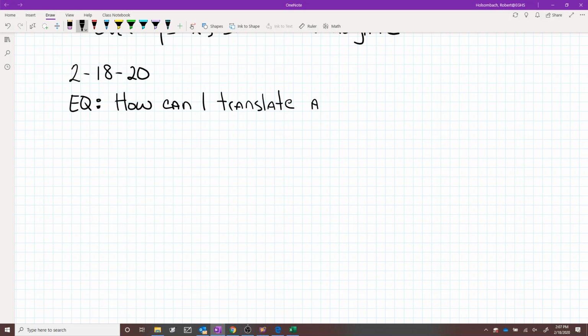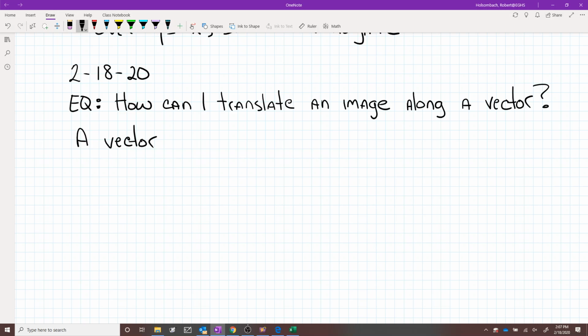An image along a vector. How can I translate an image along a vector? A vector, here's your symbol for it, this would be called vector y.